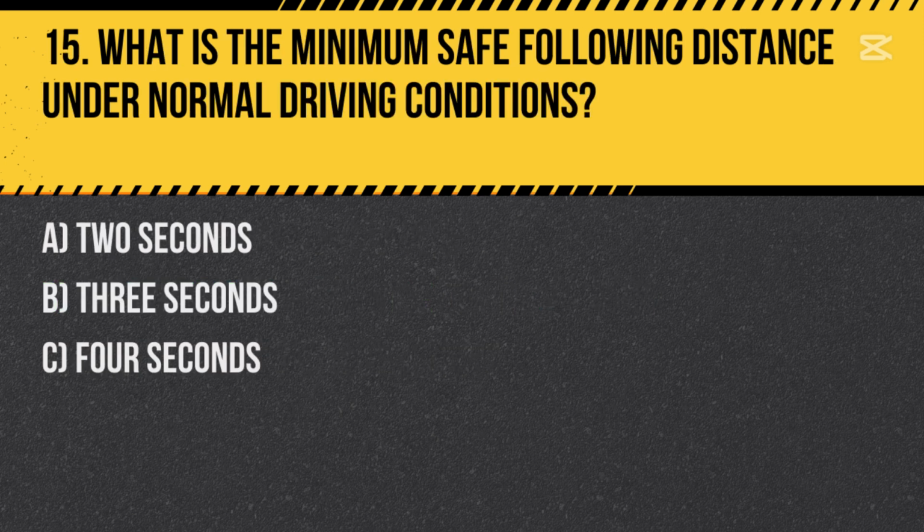Question 15. What is the minimum safe following distance under normal driving conditions? A. 2 seconds. B. 3 seconds. C. 4 seconds. Answer. B. 3 seconds. Maintaining at least a 3-second following distance gives you adequate time to react to hazards.